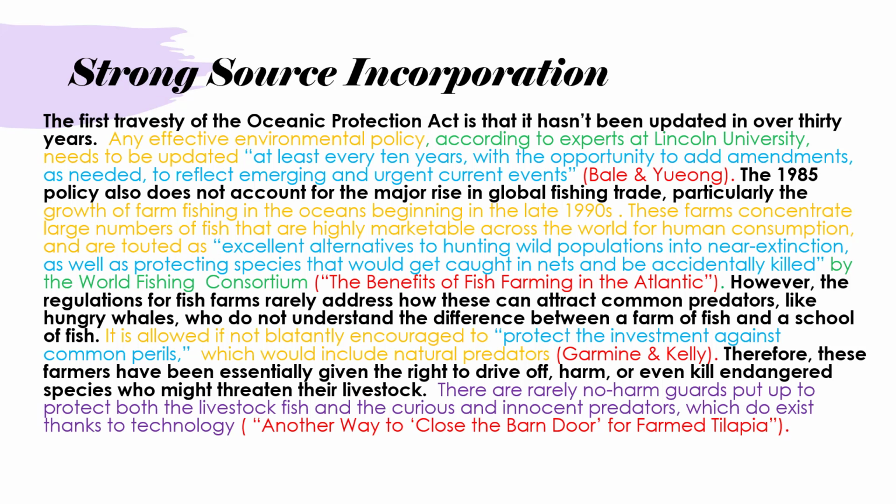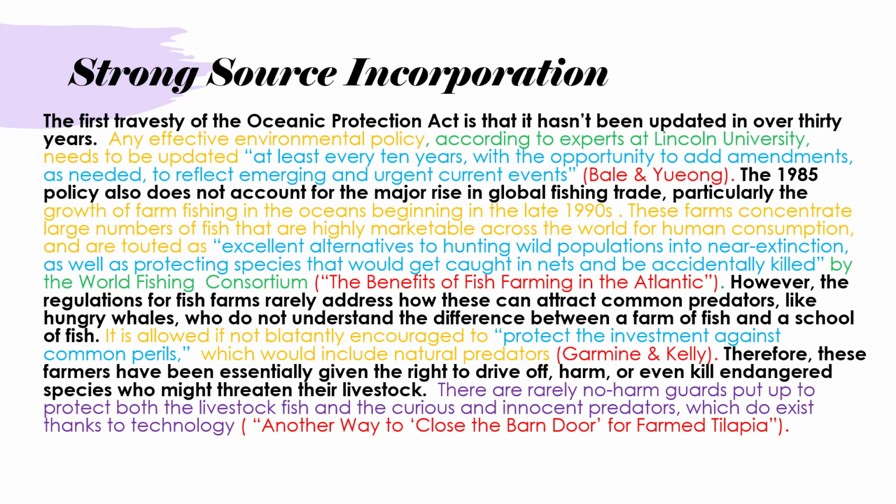Then we finally get some explanation, because the student has eliminated this whole drive-by quote thing and is explaining through their own words and some more paraphrasing from the source why this whole fish farming thing fits underneath the updated part. And that is because the 1985 policy also does not account for the major rise in global fishing trade, particularly the growth of farm fishing in the oceans beginning in the late 1990s. Okay, now we know why you're sticking in farm fishing, because this is a problem that cannot be addressed through this act because the act is so old.